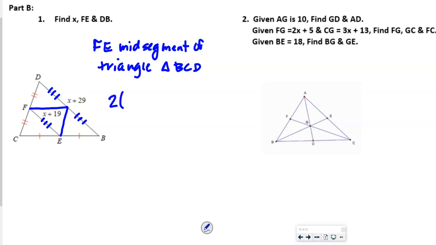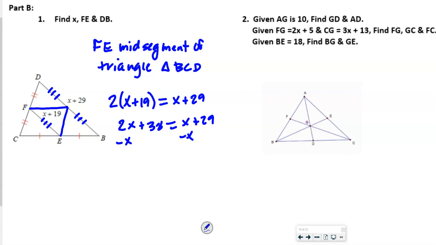So that's exactly what we're going to do. 2 times x plus 19 equals x plus 29. So that's going to be 2x plus 38 equals x plus 29. We're going to subtract x from both sides, so that's now gone. And then we're going to subtract 38 from both sides. So that's going to give us x equals -9.